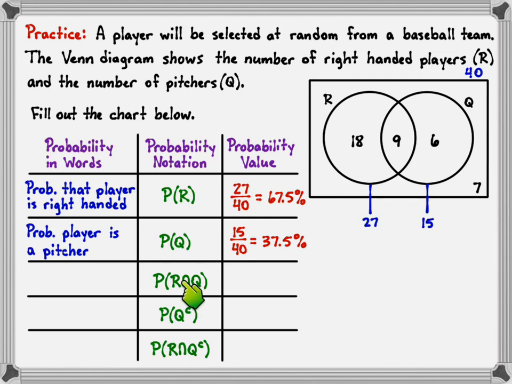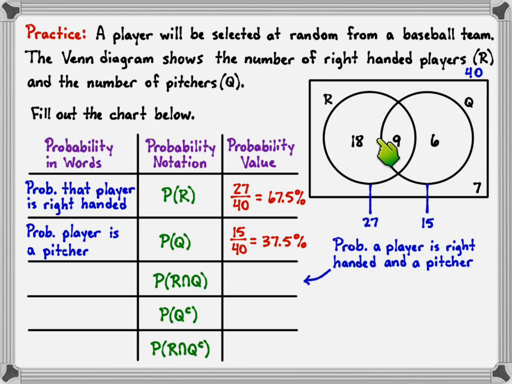The next one gives you the probability notation, and it wants you to write the probability in words and then figure out the probability. This is the probability that a player is right-handed and a pitcher. So let's fill that in. Now, what is that probability? Again, you see the word and, so we're thinking one piece of the puzzle. So what part is R and Q? Is this R and Q? No. Is this R and Q? Yes. Is this R and Q? No. Is this R and Q? No. So it's just the 9 out of the 40, which is 22.5%.